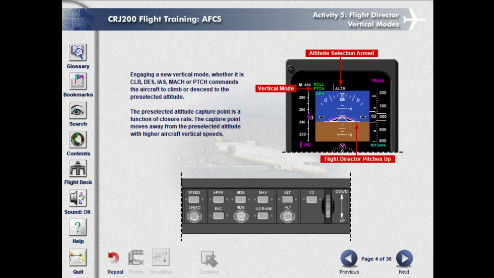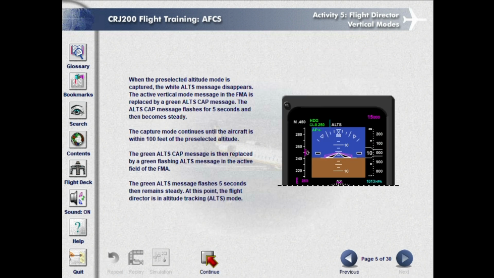The pre-selected altitude capture point is a function of closure rate. The capture point moves away from the pre-selected altitude with higher aircraft vertical speeds. When the pre-selected altitude mode is captured, the white ALTS message disappears. The active vertical mode message in the FMA is replaced by a green ALTS cap message. The ALTS cap message flashes for 5 seconds and then remains steady. The capture mode continues until the aircraft is within 100 feet of the pre-selected altitude.